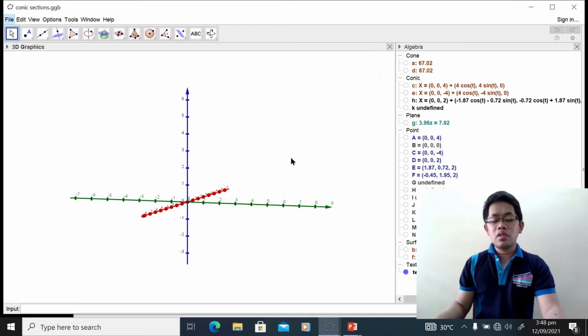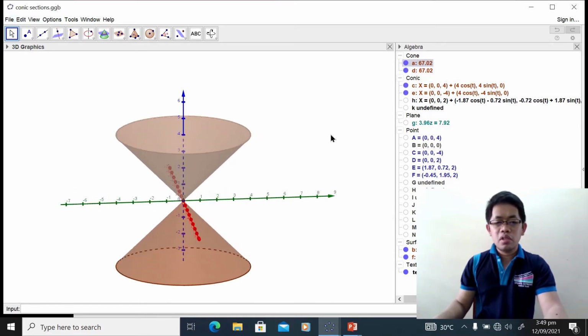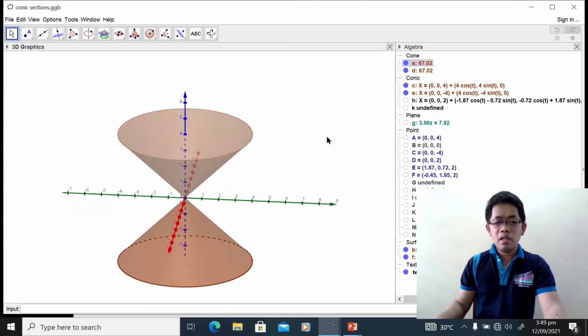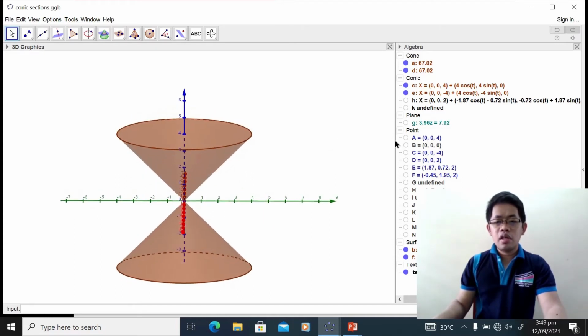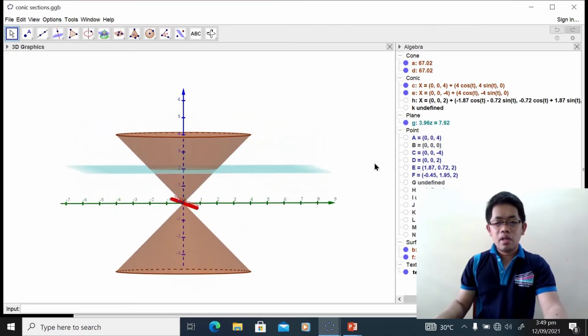Now, the conic sections are called such because these are sections of cones formed when they are intersected with a plane. So we need to have two cones in particular. We have two inverted cones on the XYZ axes, and we also have a plane right here. We can actually introduce a point on a plane.